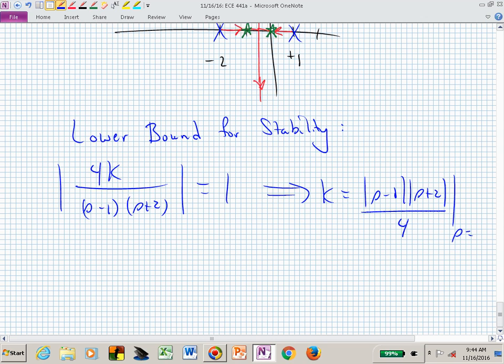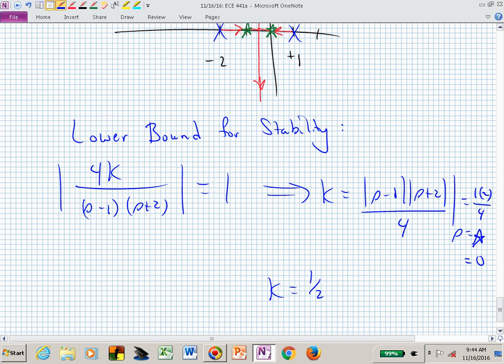And now we have to be at s star. And what was s star? It was actually a 0, wasn't it? So now if we plug in 0, 0 plus 1 is 1, 0 plus 2 is 2. Divide by 4. So K equal to 1/2 is our lower bound for stability. If we crank up the gain beyond 1/2, we will have a stable system.